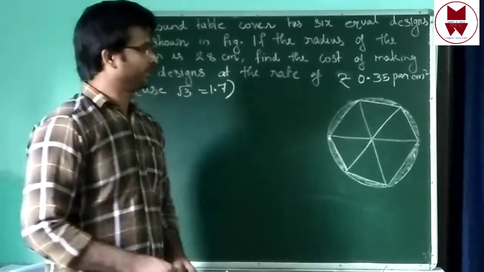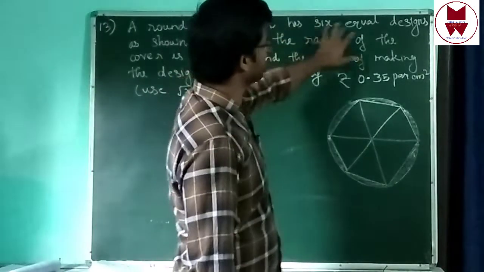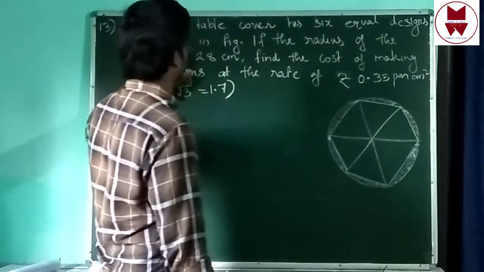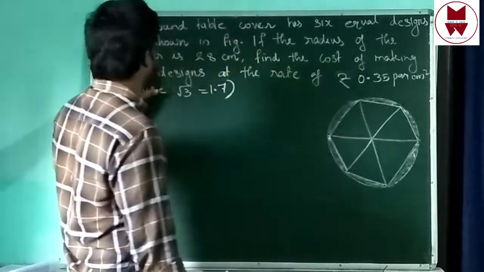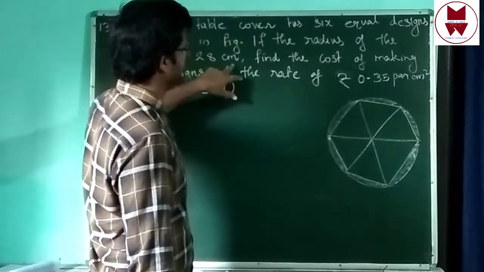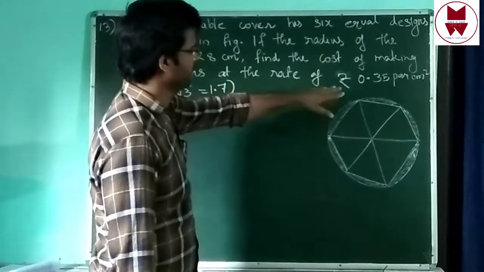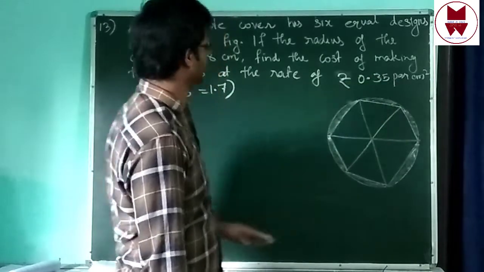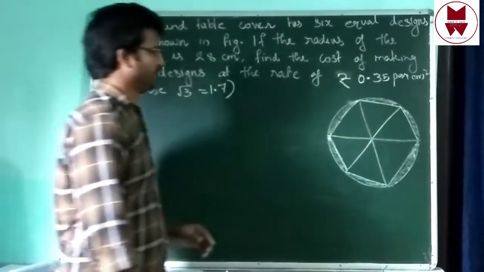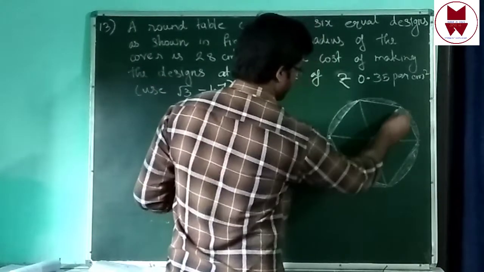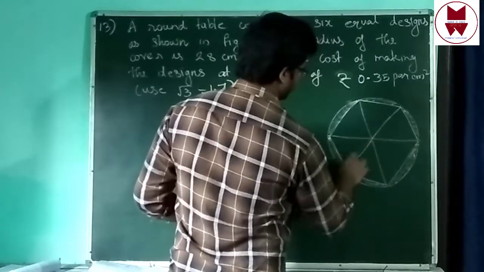Now we can see question number 13. A round table cover has 6 equal designs as shown in the figure. One figure is also given in the question. If the radius of the cover is 28 centimeter, find the cost of making the designs at the rate of rupees 0.35 per centimeter square. Use root 3 equal to 1.7.